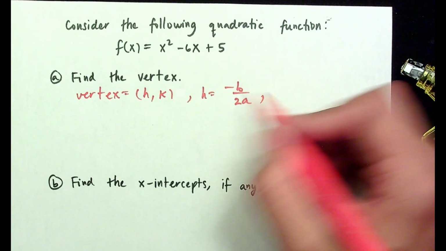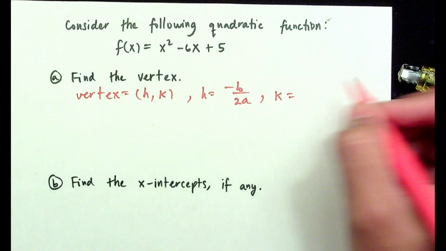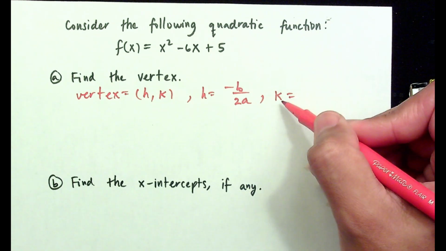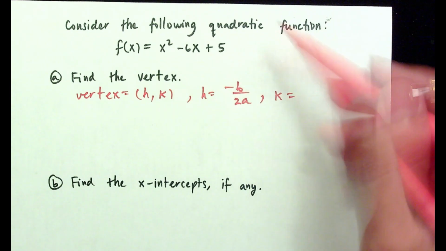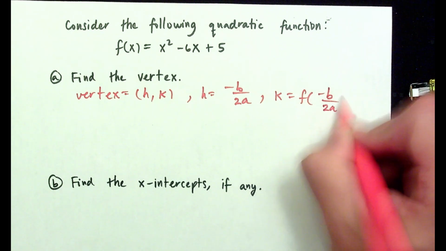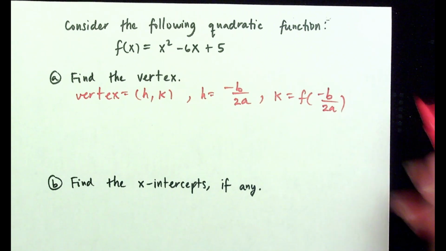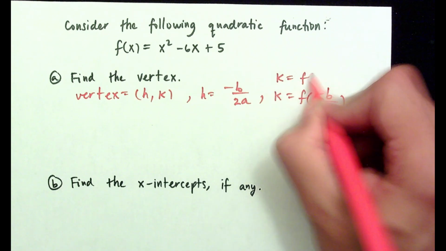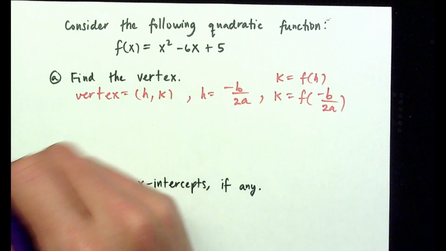So that would be the h, which is the x coordinate of the vertex, and then the y coordinate of the vertex. Well, y is f of x, so you just plug in the x being this, in other words, plug in h. You can just say k equals f of h. Those are the formulas that you're supposed to memorize. And now we're just going to plug in the numbers. This is the easy part.